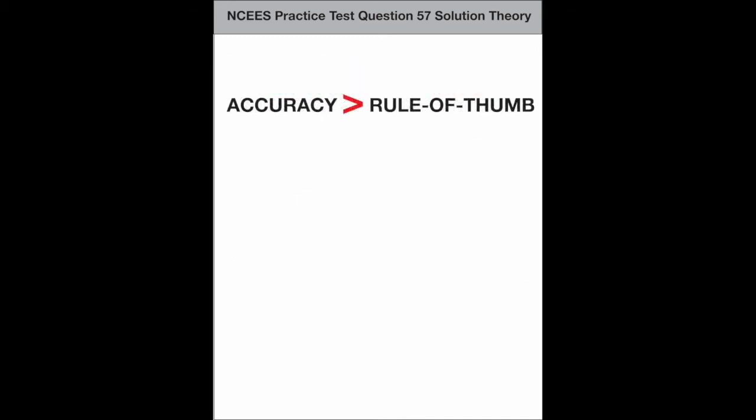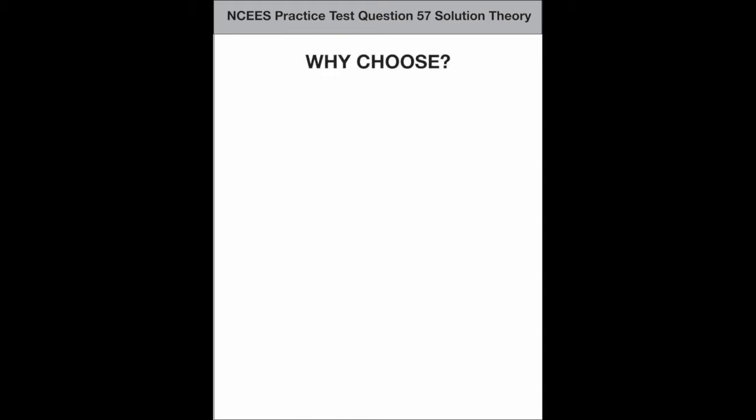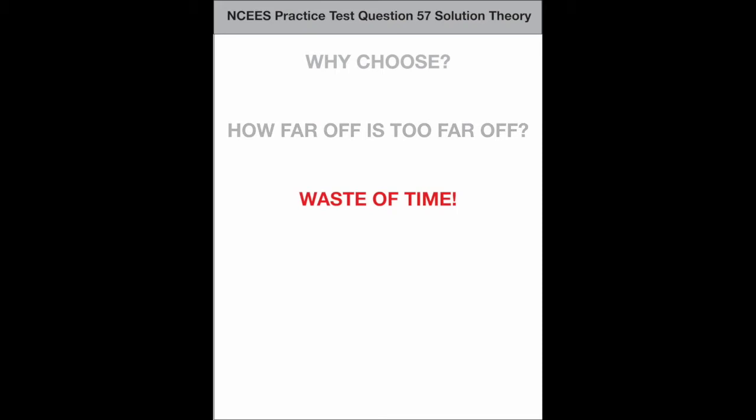Accuracy should win in the decision between rule of thumb approximations and proper calculation techniques. Don't get caught having to choose between the two options, because you'll be asking yourself, how far off is too far off? And thinking through these decisions wastes time. Having to check your answer against the possible answers in the multiple choice wastes time. Using CFM doesn't save you time in this testing circumstance, so don't use it.